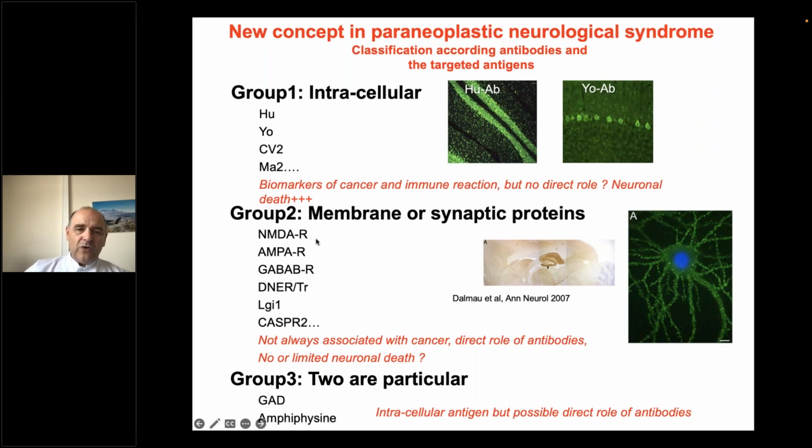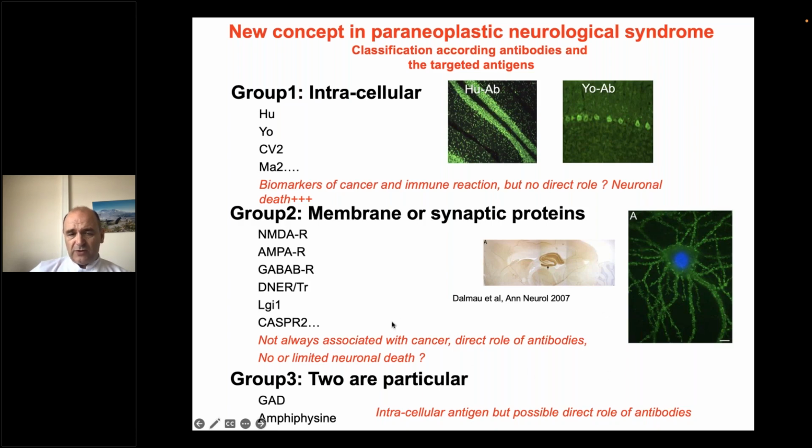And you may have other autoimmune encephalitis with NMDA receptors, AMPA receptors, GABA-B receptors, DNER. It's not always associated with cancer. It depends on the autoantibodies. For example, DNER is associated with cancer. GABA-B is only in 2 out of 4, and for AMPA receptors or NMDA receptors, less than 20% of patients are paraneoplastic.